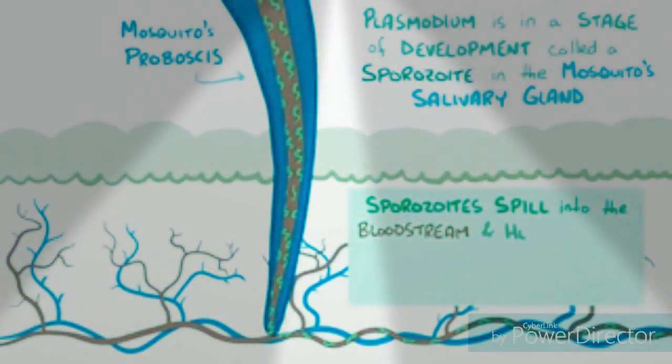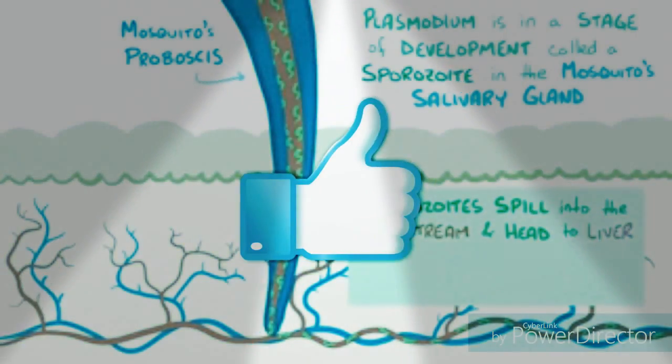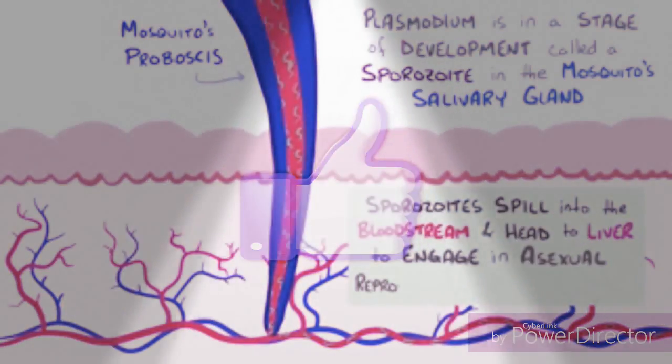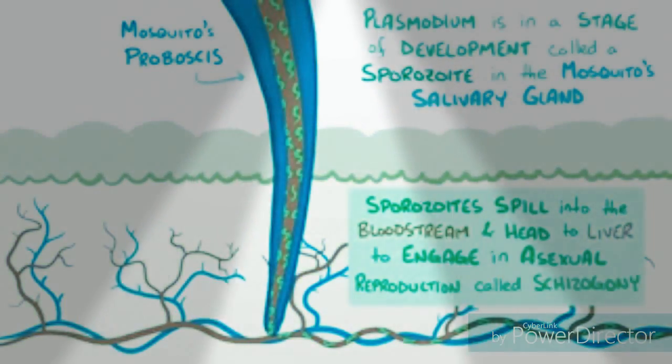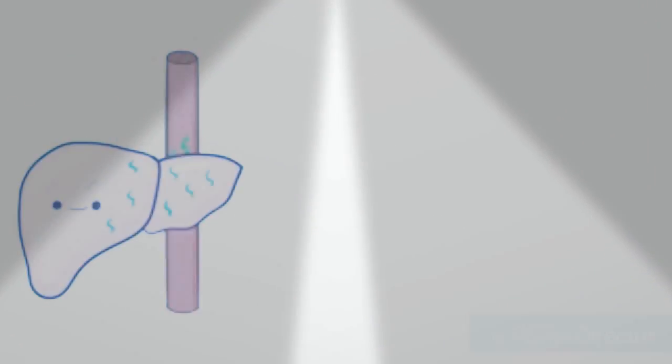Within minutes, the sporozoites reach the liver and mount an attack on the hepatic parenchymal cells, where they start asexual reproduction, also known as schizogony. At this point, the Plasmodium species vary a bit.